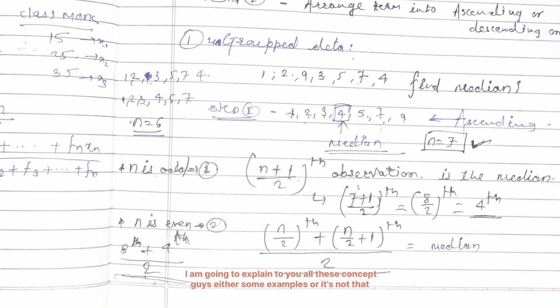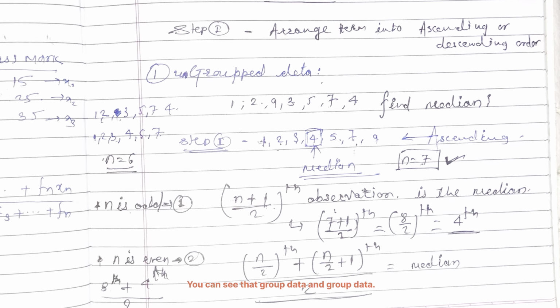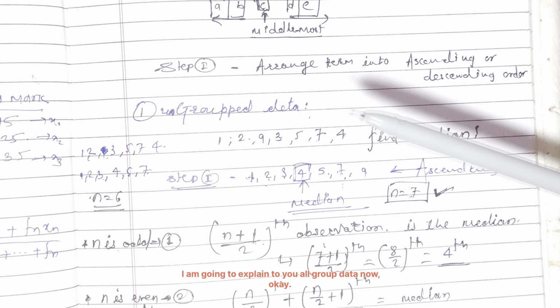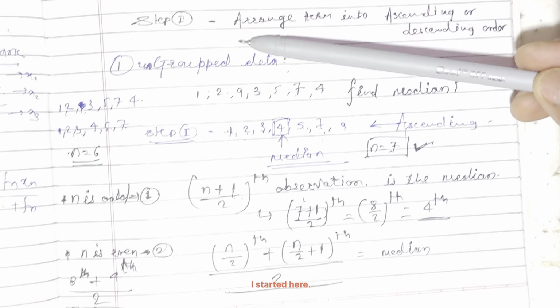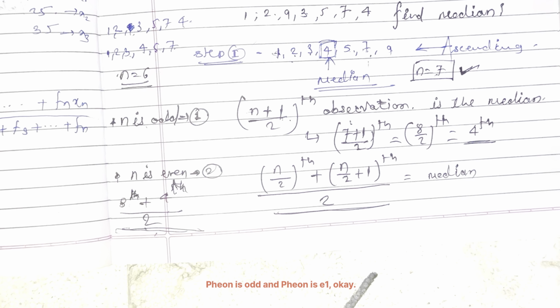Okay, I'm gonna explain to you all these concepts, guys, with some examples. It's not that difficult, it is very easy. You can see that group data and ungrouped data. So it is for the only ungrouped data, guys. Okay, I'm gonna explain to you all grouped data now. So this one is the median. I started here. This is for ungrouped data when n is odd and when n is even.